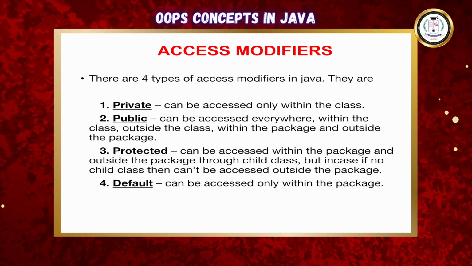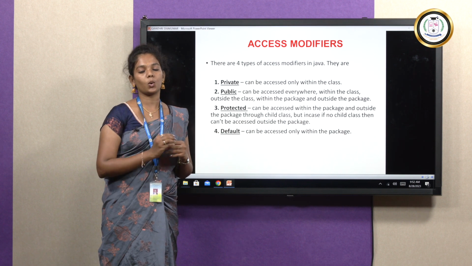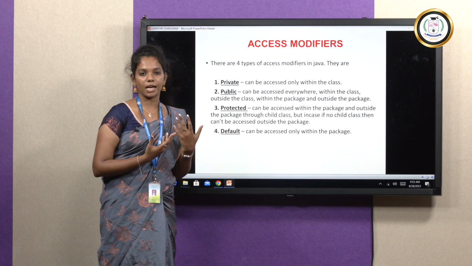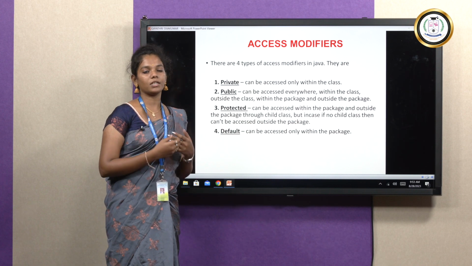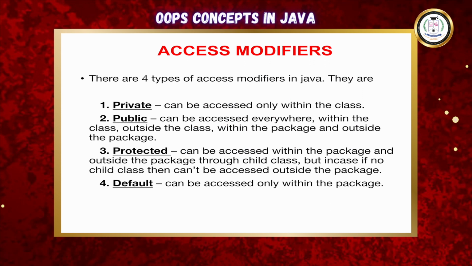So here are the access modifiers. What is an access modifier? Access modifiers are mainly used to set the scope and accessibility of the classes, constructors, methods, or members we are going to use in Java. There are 4 different types: private, public, protected, and default.